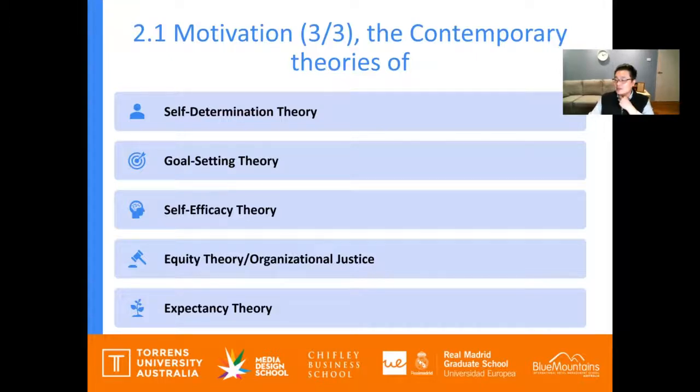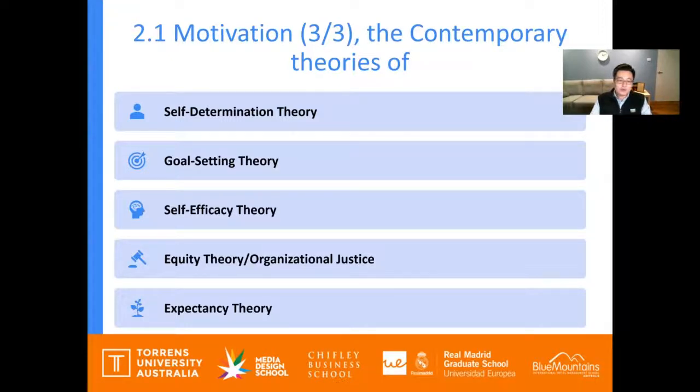Self-efficacy theory is, according to, I think his name is Bandura, one very famous psychologist. Bandura originally proposed this concept, which is a personal judgment of how well one can execute courses of action required to deal with some situation. To make it easy, self-efficacy theory is how you are going to manage a certain situation.